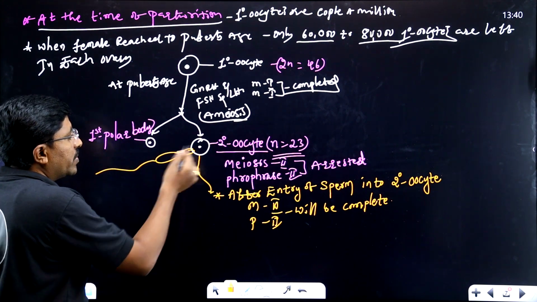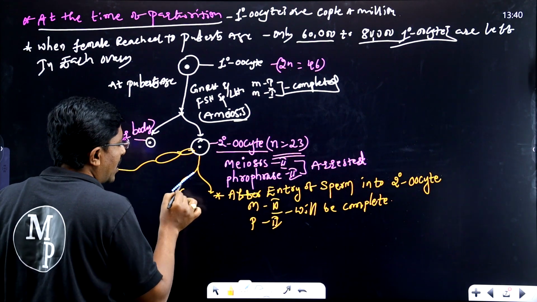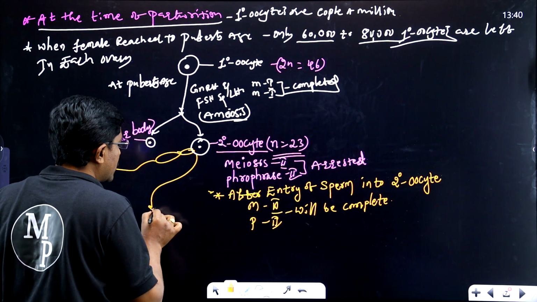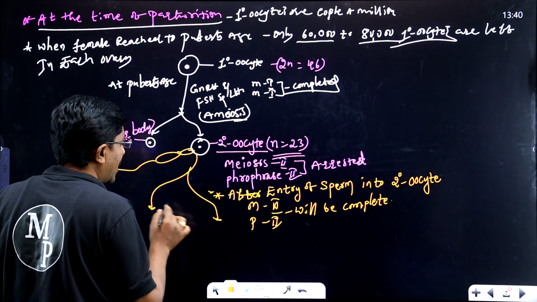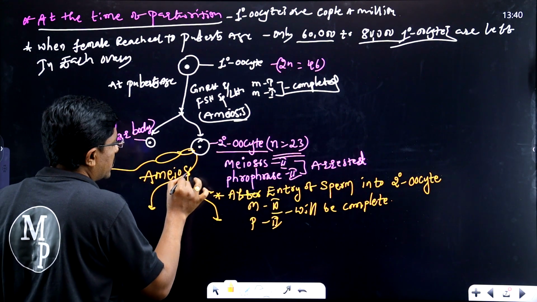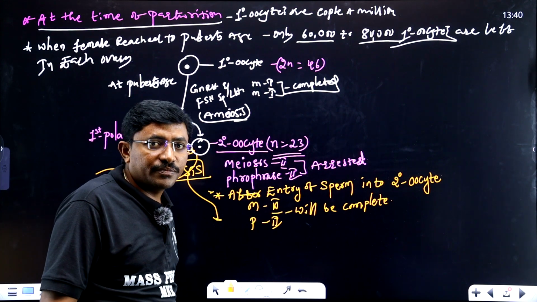The sperm has entered. After entry of the sperm into the secondary oocyte, what happens? It is also a meiosis process.